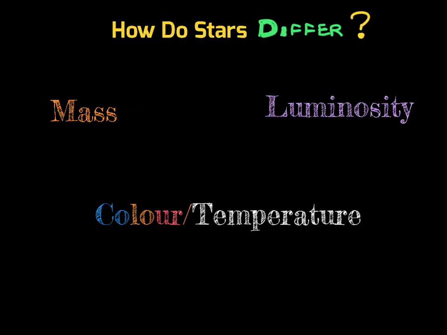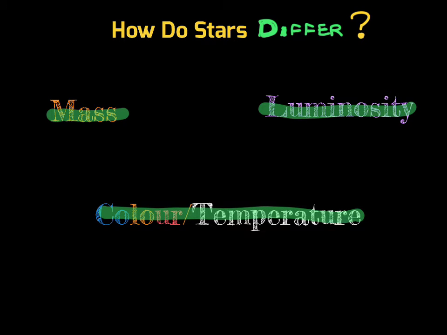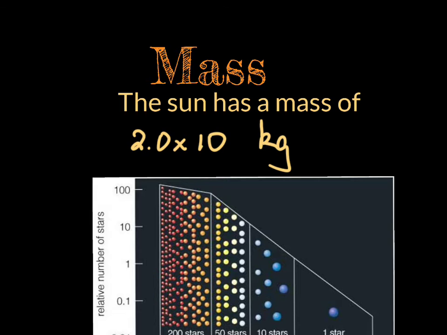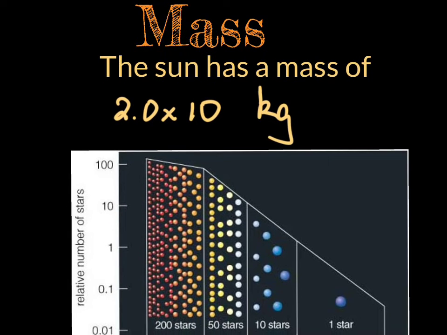So the question might be, how do stars differ? Well, they can differ in many different ways. They can differ in terms of mass, in terms of color temperature, and in terms of luminosity. And we're going to explore each one in a little bit more detail right now. So if we talk about mass, okay, the sun, maybe you can have a quick thought as to how big you think the sun is. How big do you think that sun is?